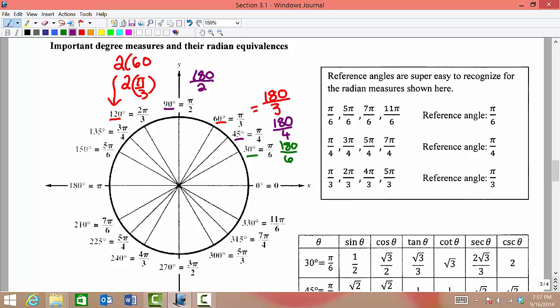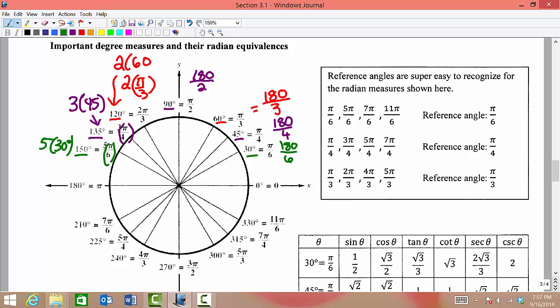So for our 45-degree family, here we have 3 pi divided by 4. Pi over 4 is the same thing as 45 degrees, and 3 times 45 is 135. 5 pi over 6, that would be 5 times pi over 6. Pi over 6 is 30 degrees, so that's 5 times 30 degrees, which gives us 150.